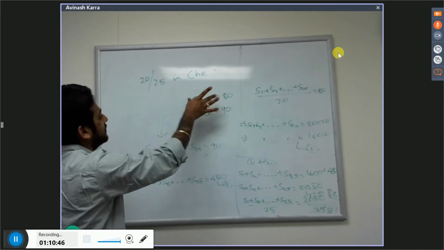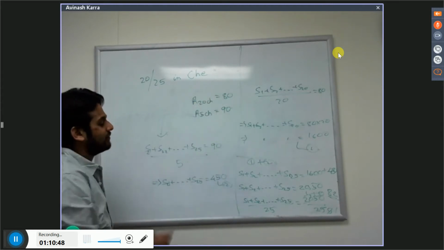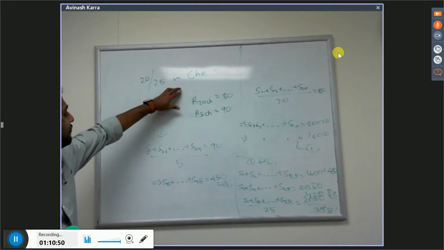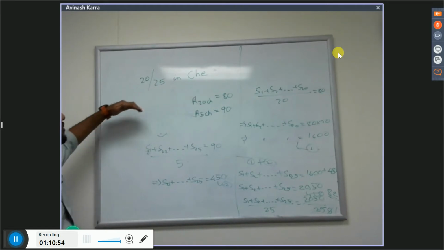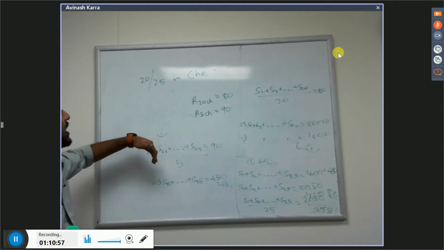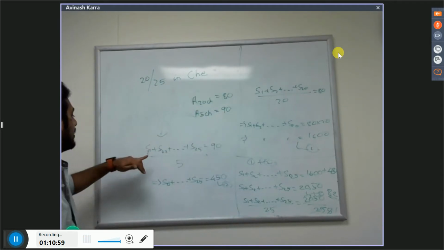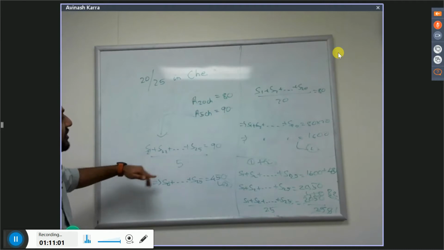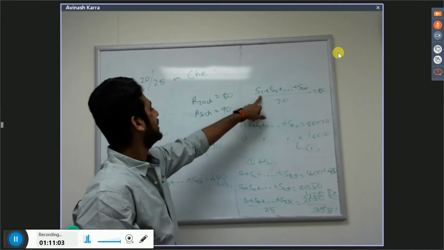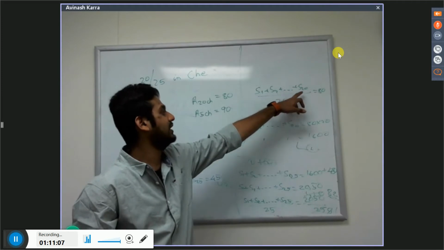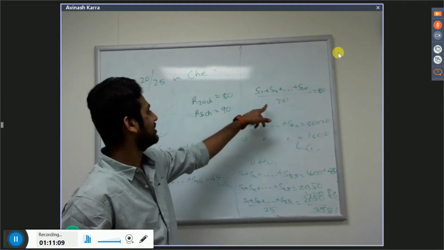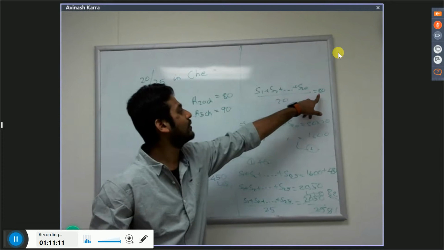So let me keep this in an equation. How can I get an equation? We know the formula, right? Average formula. What is the average formula? Sum of values by total number of values is equal to 80. So S1 plus S2 plus so on, like 20 students, S20 by 20 students, by 20 is equal to 80.